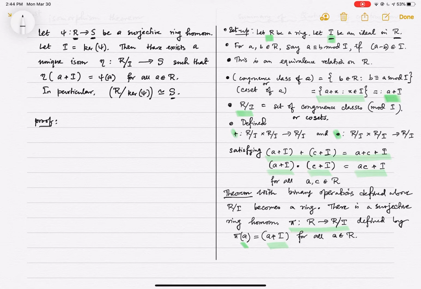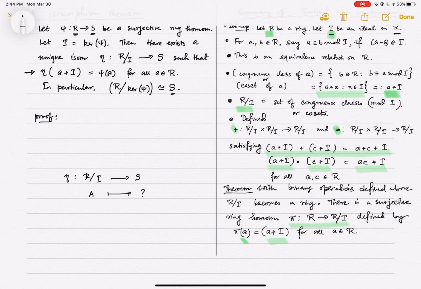Okay. Let's indicate something about the proof. It's written out in the notes, and I won't have time to go through the whole thing, but let's indicate some of it. The main point is to check that there is such a function. So you want to define this eta from R mod I to S. Let's think aloud a little bit before we write formally. You give me a coset, right? That's what an element of R mod I is. It's a coset. And I have to tell you what is eta of that.